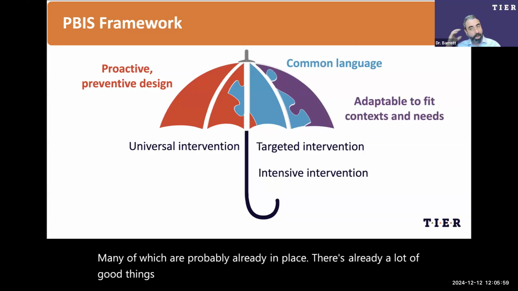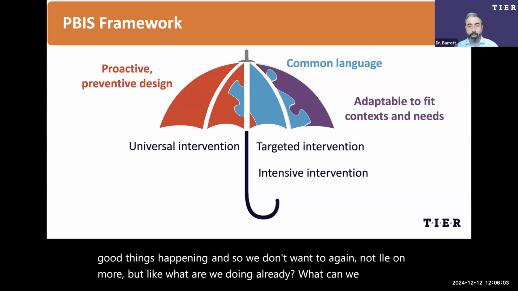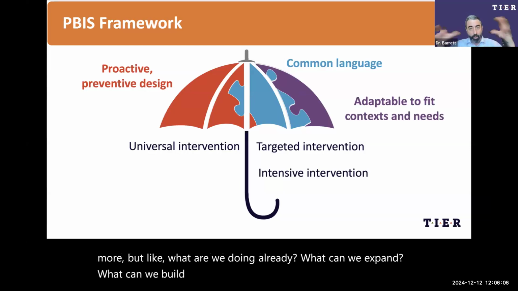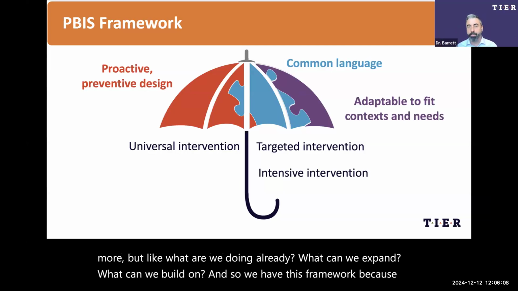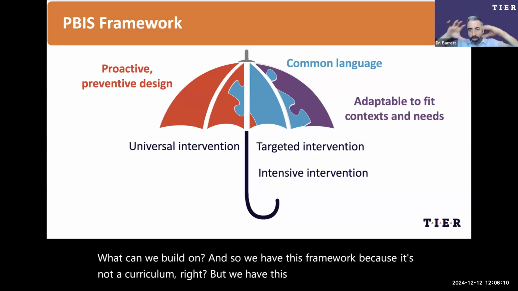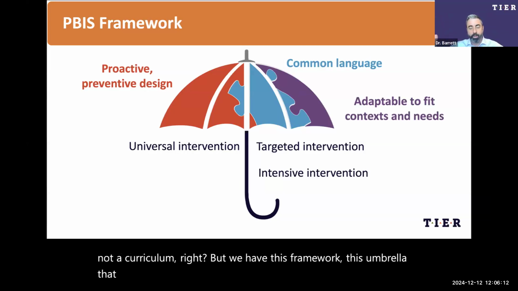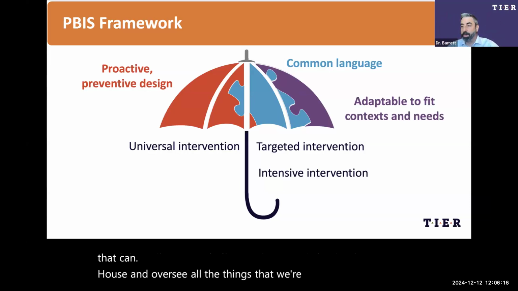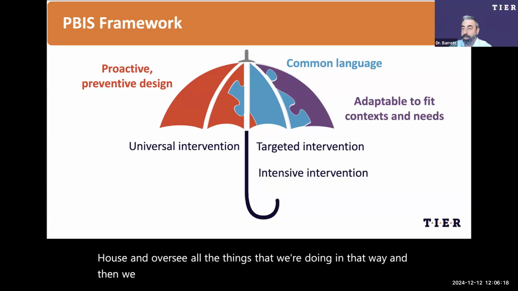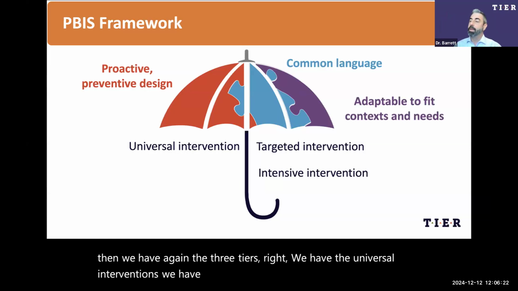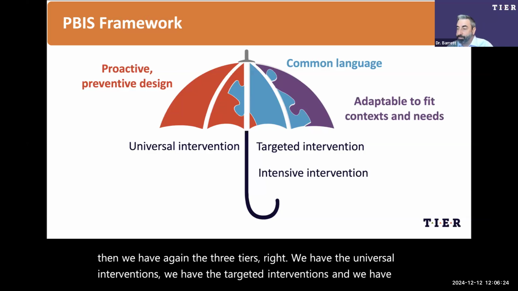And so we don't want to pile on more, but ask what are we doing already? What can we expand? What can we build on? And so we have this framework because it's not a curriculum, right? But we have this framework, this umbrella that can house and oversee all the things that we're doing in that way. And then we have, again, the 3 tiers, right? We have the universal interventions, the targeted interventions, and the intensive interventions.